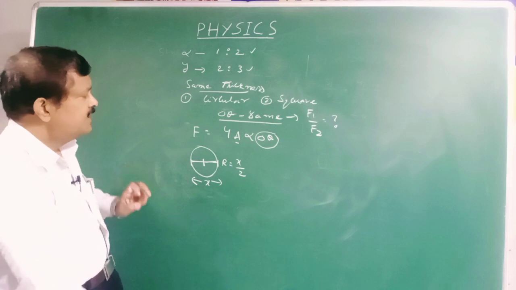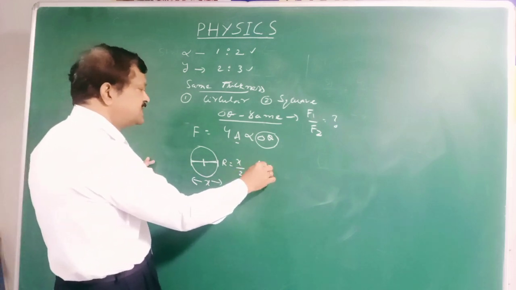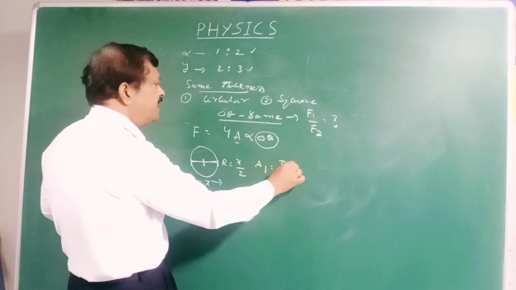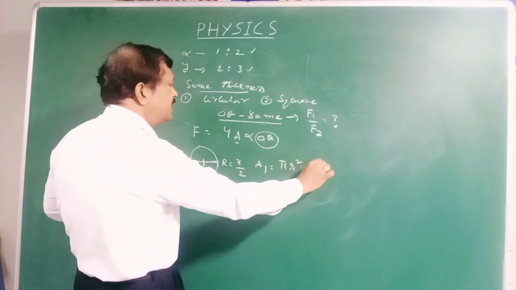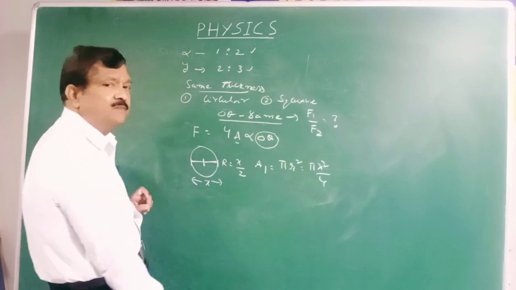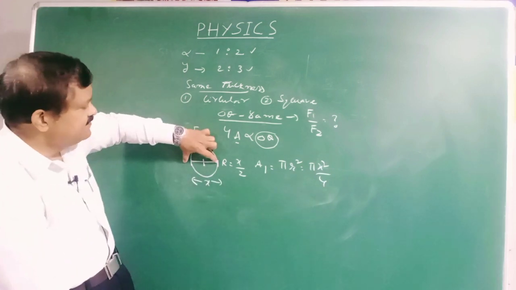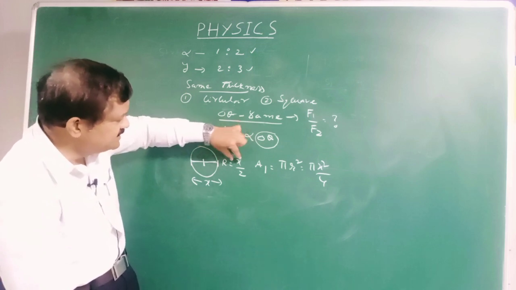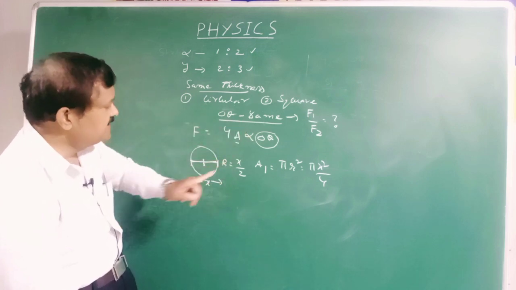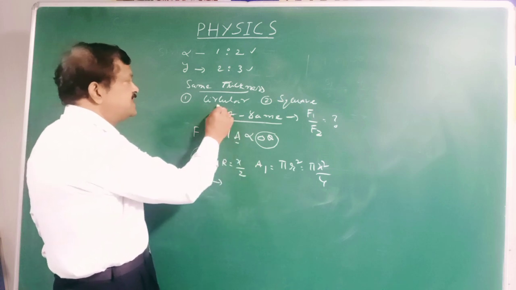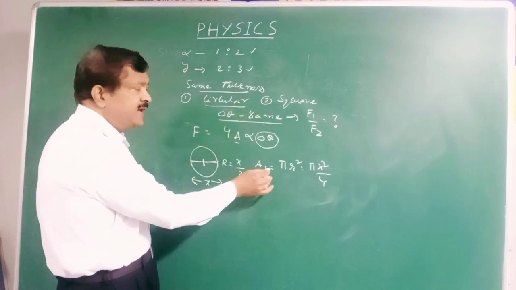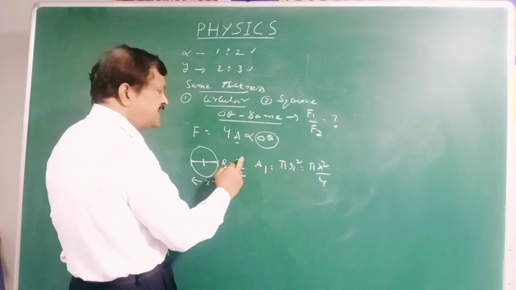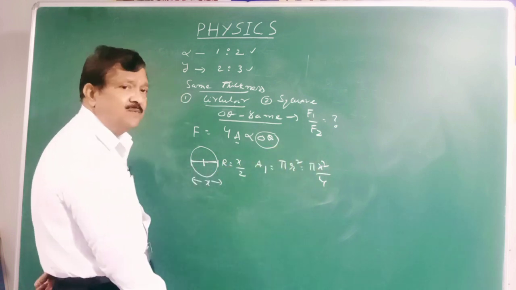So the area of cross section of the circular rod, which is the first one, A1 becomes pi r square, which is nothing but pi x square by 4. Because the thickness is x and the thickness represents the diameter, the radius becomes x by 2. As r is x by 2, A1 equals pi r square, which is pi x square by 4.